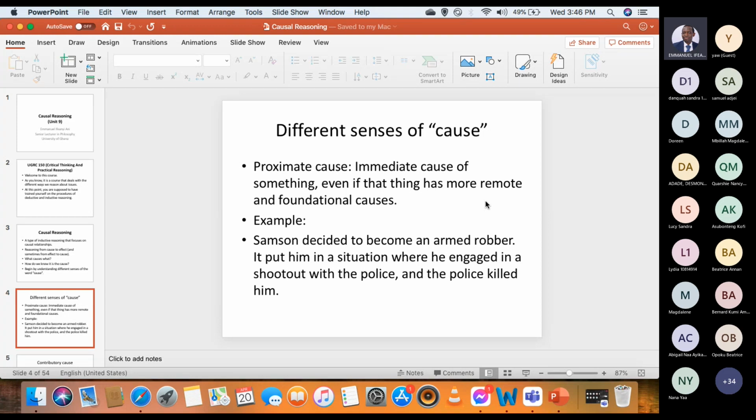Example, Samson decided to become an armed robber. He put himself in a situation where he engaged in a shootout with the police, and the police killed him. So the shootout with the police is the proximate cause, the immediate cause of Samson's death. So that's what proximate cause means, an immediate cause.